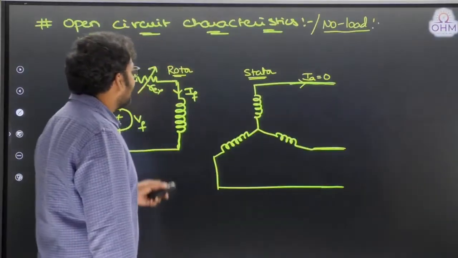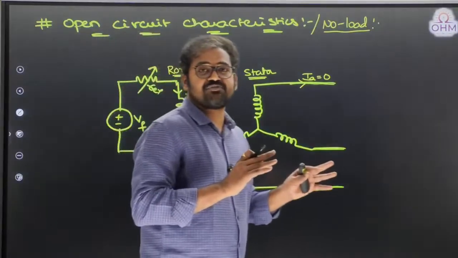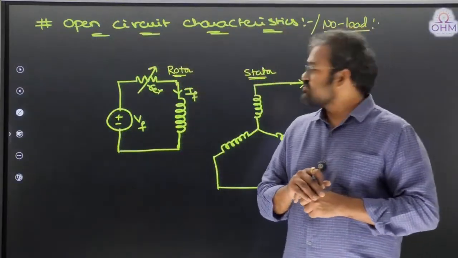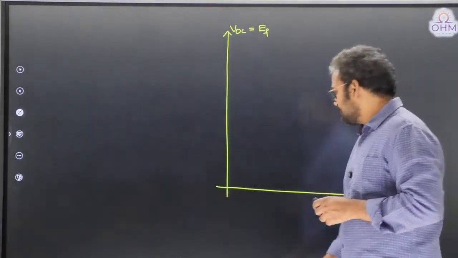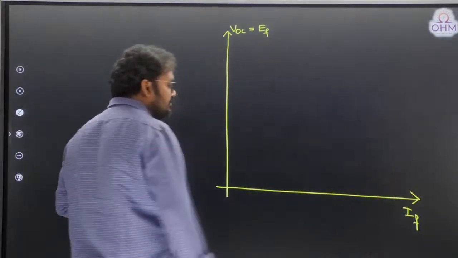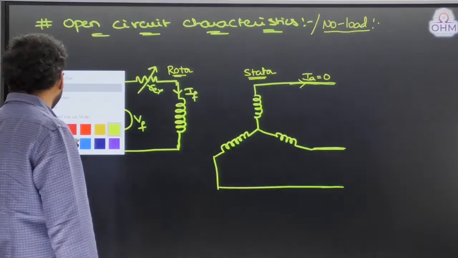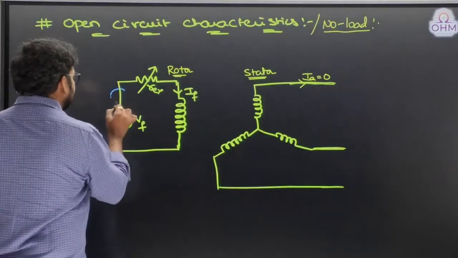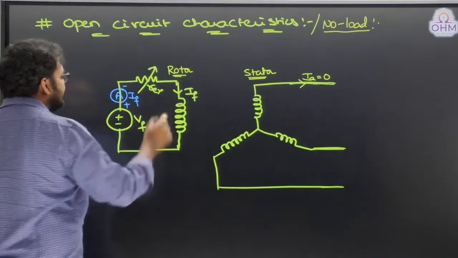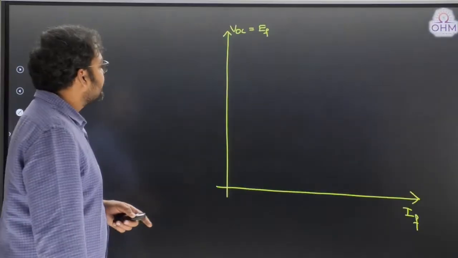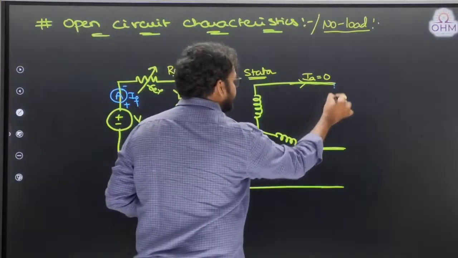So first of all, how to do this particular experiment in the laboratory? I hope you might have conducted this experiment in your college laboratories. I need two values, guys. One is the y-axis value, which is equal to induced EMF. Another one is the x-axis value, which is equal to field current. When you are doing this experiment in the laboratory, how do you measure field current? Very simple. You connect an ammeter in the field circuit, and automatically it will measure field current. Next, what is the y-axis value? Induced EMF. To measure induced EMF, you connect a voltmeter here.